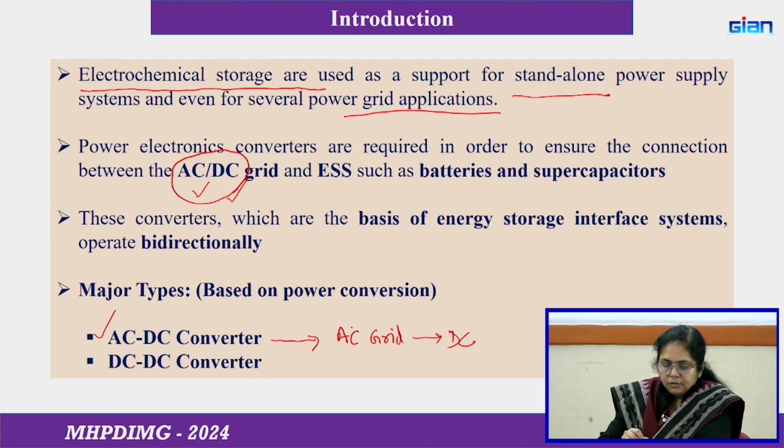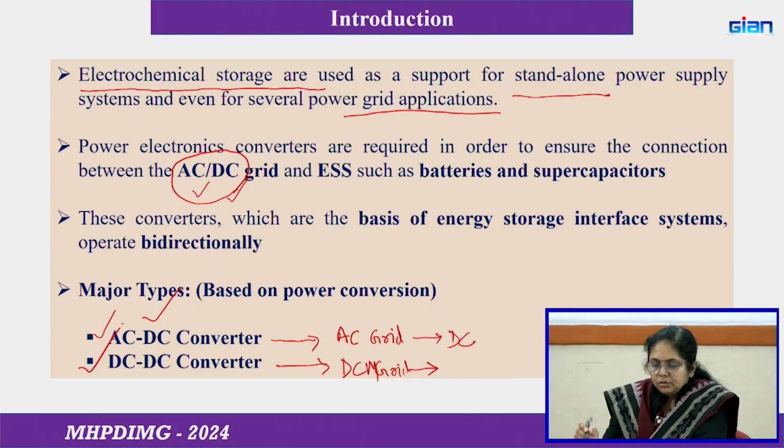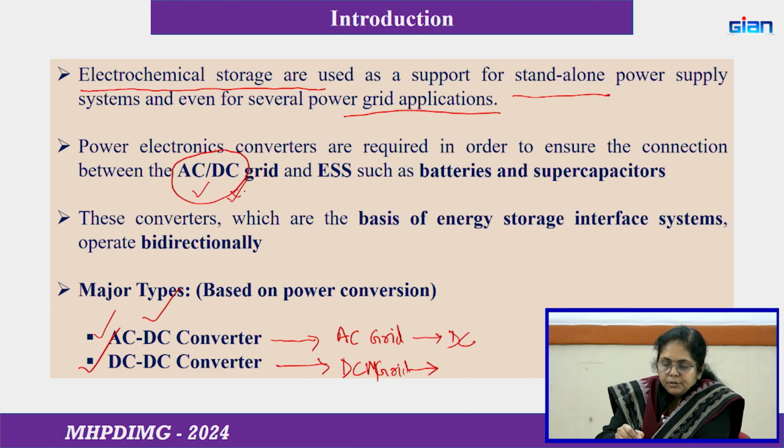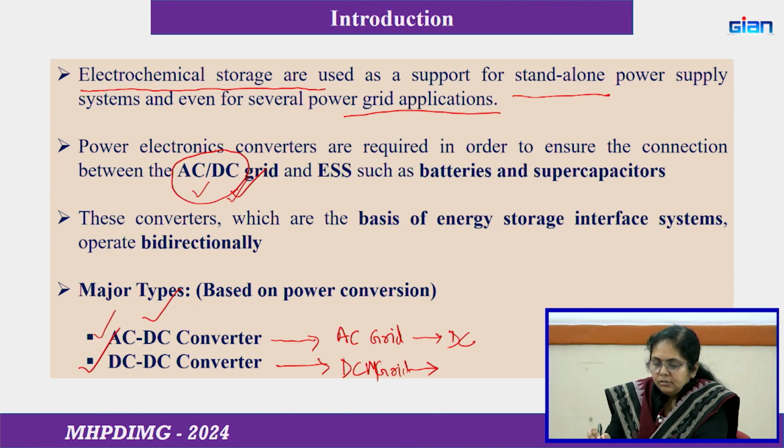you go for an AC to DC converter, or if you are integrating with a DC grid or DC microgrid, then you use a DC to DC converter. So, these are the types of power electronics converter we broadly use when we interface the energy storage system.